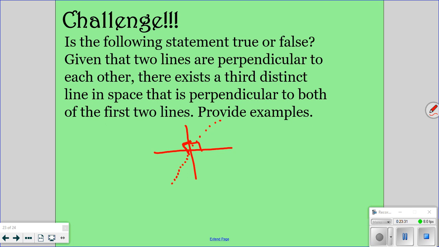If you look at the corner, you've got two walls and either the ceiling or the floor, and the two walls have to be perpendicular to each other, and the ceiling is also perpendicular to the two walls. And if you look at just where the two walls intersect, there's a line there, and then where the wall intersects the ceiling, there's a line on each of those. And all three of those lines are perpendicular to each other, and so this statement is true because we have two lines that are perpendicular to each other. There is a third line in space that can be perpendicular to both of the first two. So that's the best example that I can think of for you to see in the classroom.